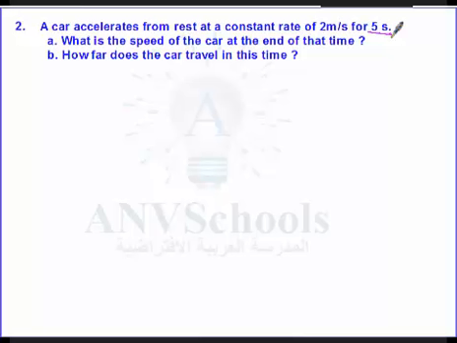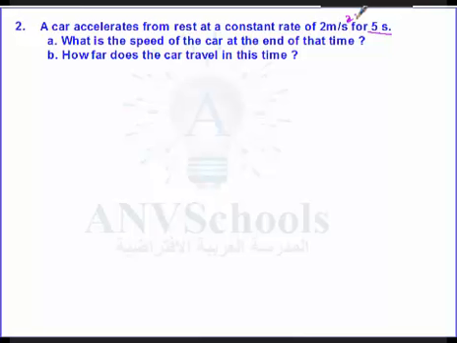By the way, this is supposed to be meters per second squared. That's a typo. Because a car accelerates from rest, see, it's accelerating from rest at a constant rate of 2 meters per second squared. It's accelerating by 2 meters per second every second.